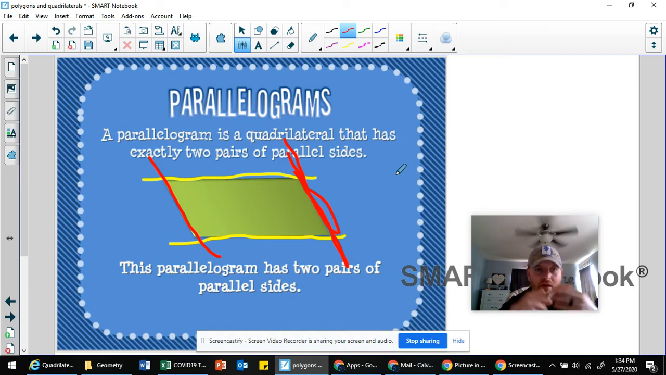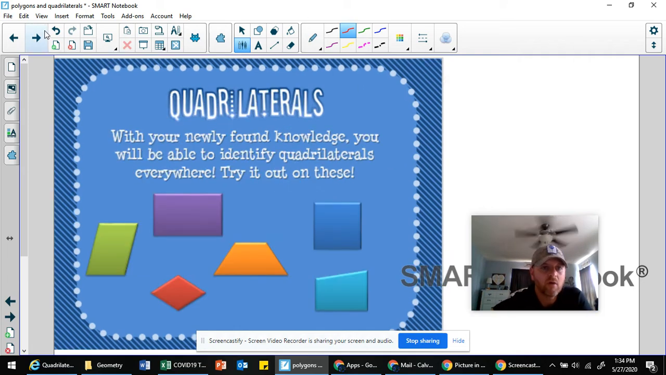So you can see as we start with this large category of shapes known as polygons, and then we break it down into quadrilaterals. Now, our quadrilaterals, sometimes certain shapes are more than one kind of quadrilateral, all right? It all depends on the angles and the sides. All right, so quadrilaterals. With your newly found knowledge, you will be able to identify quadrilaterals everywhere. Try it on these. So just real quick, this is a rectangle, but it's also a parallelogram.